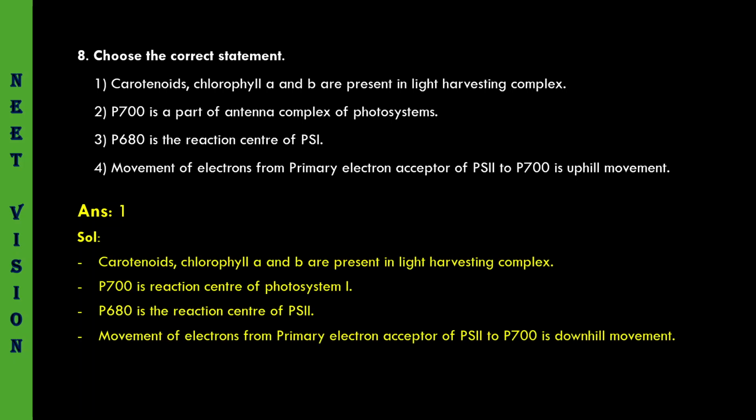Here is the solution. Carotenoids, chlorophyll a and chlorophyll b are present in light harvesting complex. P700 is the reaction center of photosystem 1. P680 is the reaction center of PS2. Movement of electrons from primary electron acceptor of PS2 to P700 is downhill movement.